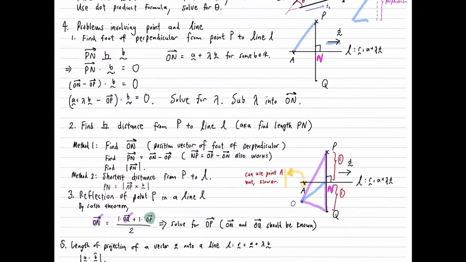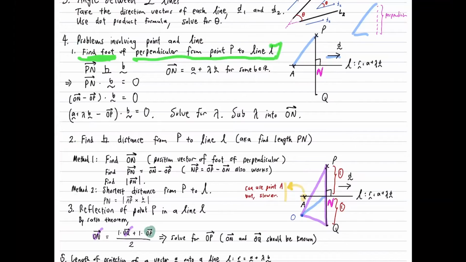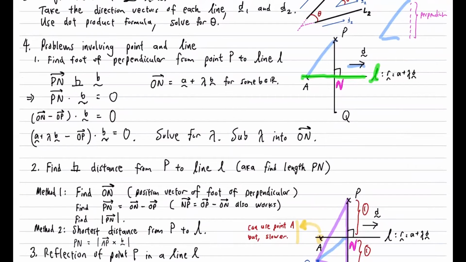Number 1 is you want to find the foot of a perpendicular from point P to L. This one is very important. This is one of the most important problem solving things you need to know. Let's take a look. So let's say that you have a line L, vector R equals A plus lambda B, and you have a point A that lies on the line. Let's say you have a point P floating above the line, and then you drop a perpendicular down until it reaches this base here, which we call the foot. This is called the foot of the perpendicular from the point P to the line L.